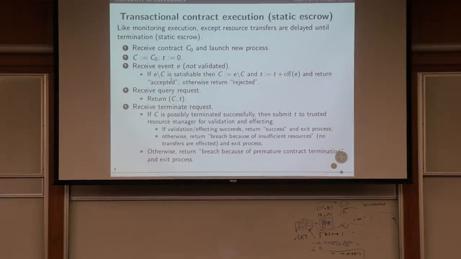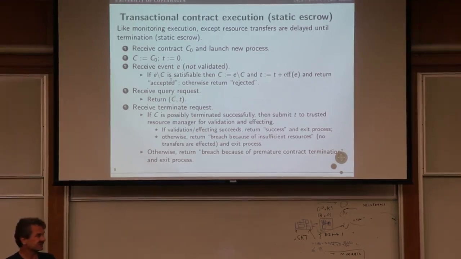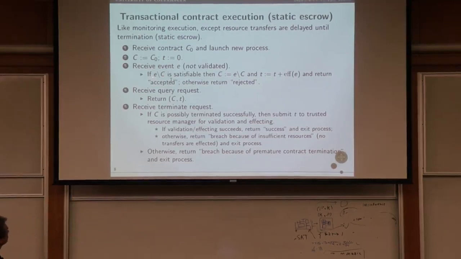We initialize the transfer, which means the set of all transfer events that have happened, their accumulated effect, to 0, nothing. Now we receive an event and it's not validated, which means it's like a check. No resource manager has validated and effected a resource transfer yet. It's just a signed statement that A wants to transfer money to B, and it's signed by A. That one is not sent to the bank, the resource manager, it's sent to the contract manager.